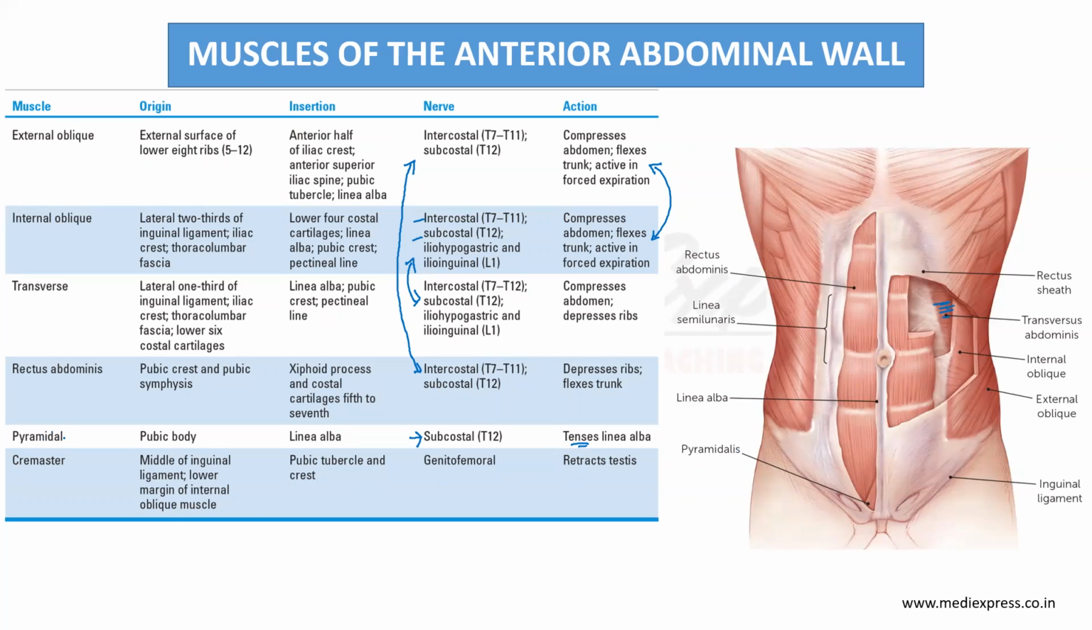Next one we're talking about the cremaster muscle. The nerve innervation of the cremaster is the genitofemoral nerve, and what it does is help in the retraction of the testis. So these are the anterior abdominal wall muscles, and their nerve innervation and the action. Okay.